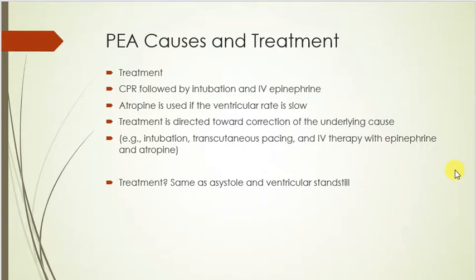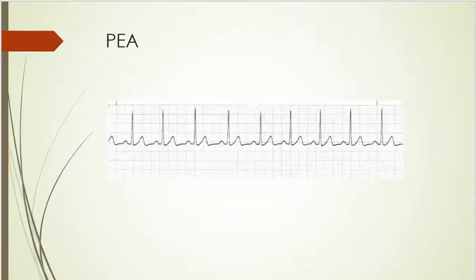We've got to get them CPR. We've got to get them intubated, and we give epinephrine. And atropine is used if the rate's slow, because we want to speed it up. So basically, this patient has no muscle contraction. It's sending the electrical signal, but it's getting no muscle contraction at all. That's diagnosed by not being able to palpate a pulse, while you see some type of bradycardia, sinus bradycardia, or idioventricular rhythm.